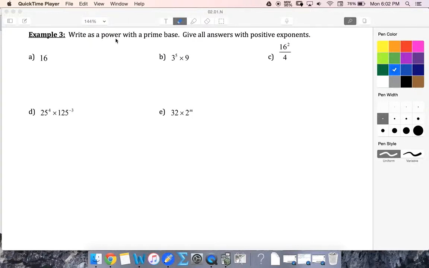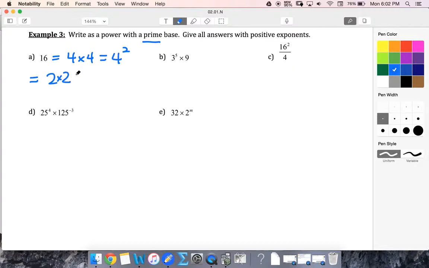Write as a power with a prime base. Here's our word prime coming back. So I want to write this as a power. Well, first of all, I could think of 16 as 4 times 4. So that's the power 4 squared, but 4 is not a prime number. So I need to keep going. Instead of 4, 2 times 2. And then I have 2 to the 4th power. So now this is my final answer. I've written it with a prime base and as a power.